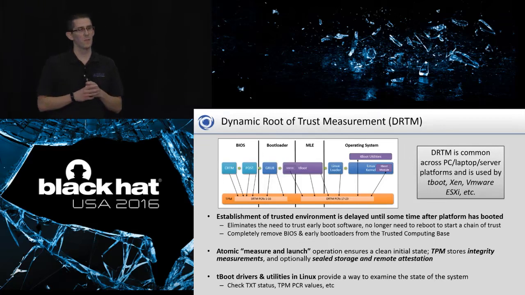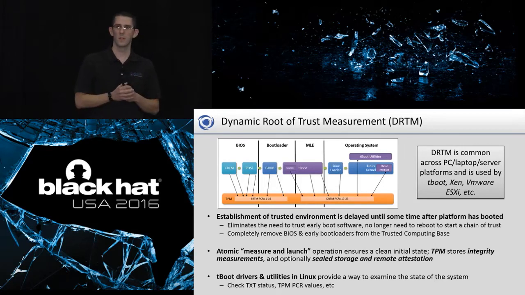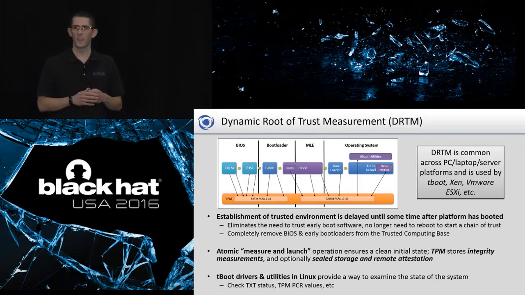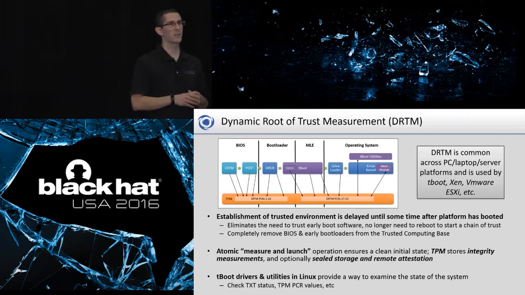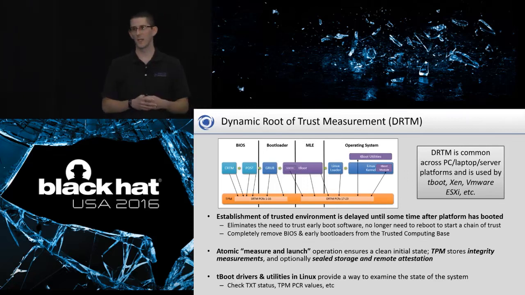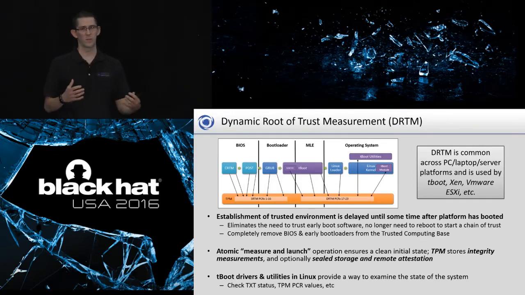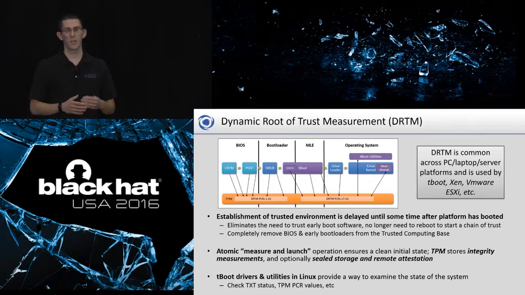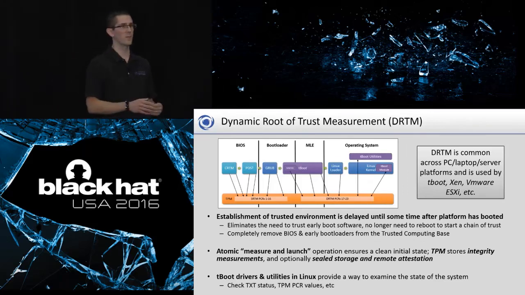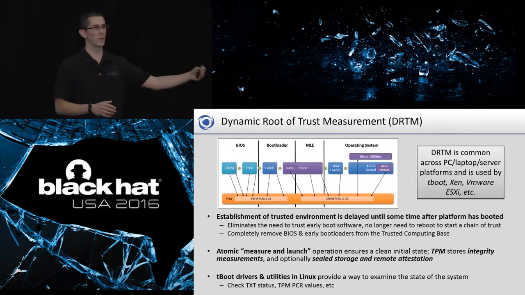All right, so I'm going to start by talking about dynamic root of trust measurement, or DRTM. DRTM has become the trusted computing paradigm for servers, laptops, PCs. This is called dynamic root of trust. The alternative is static root of trust. That's what we see on iPhone, gaming consoles, things like that, where one vendor controls all of the code, controls the hardware, and they can check digital signatures of every piece of code that executes on that platform from the very first instruction all the way up and through.